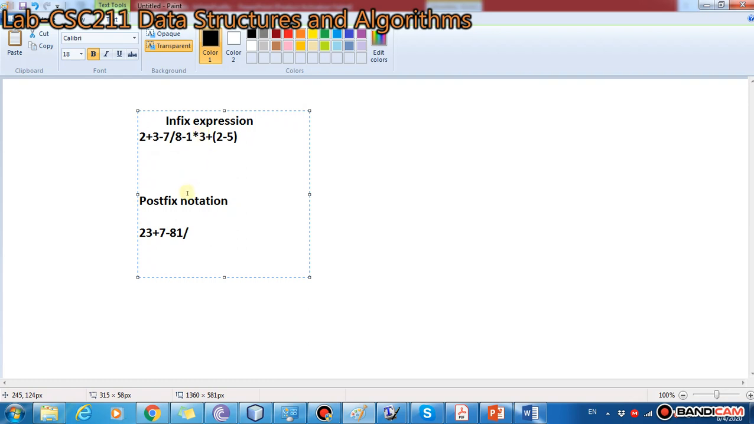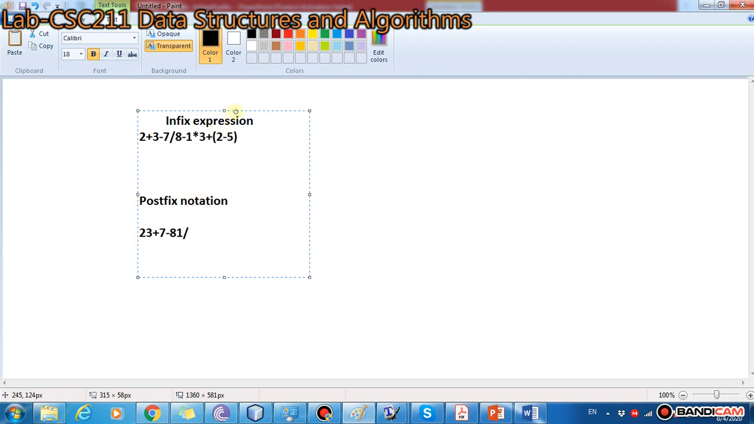Okay, but in case of postfix notation, as we will see by the end of this lab, this ambiguity is removed because that's how the infix expression is converted to postfix expression, and the ambiguity of operator precedence is removed.